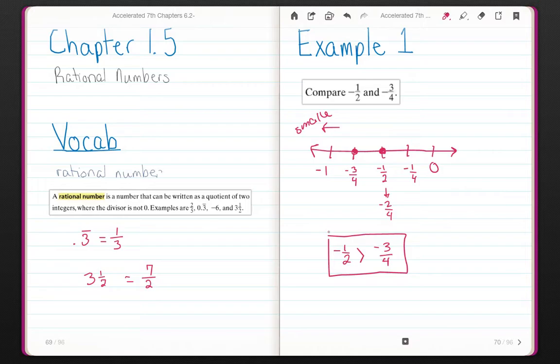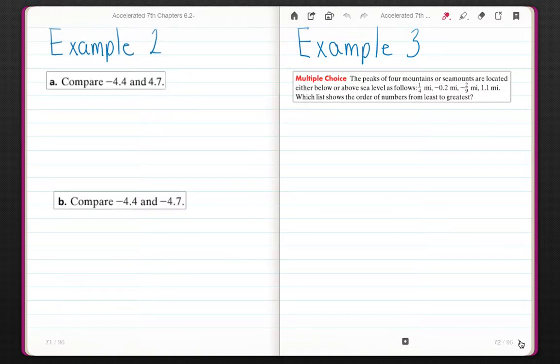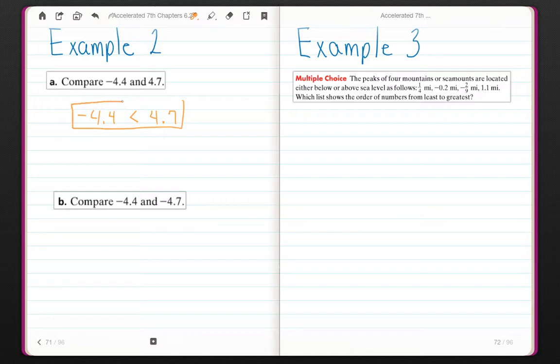So let's talk about comparing decimals in example 2. So compare -4.4 and 4.7. Well, since one of these is negative and one is positive, the negative one is always going to be smaller. So -4.4 is less than 4.7. However, in problem B, I have -4.4 and -4.7.